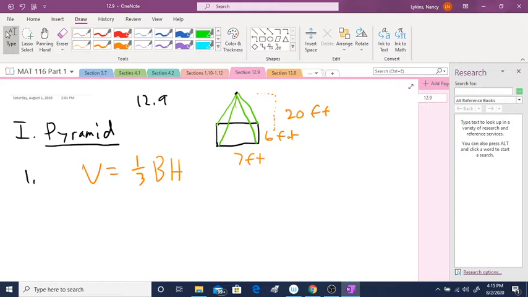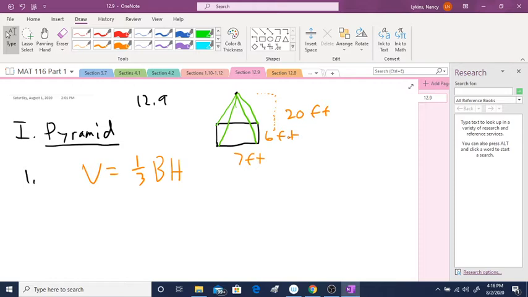To this section, which I'm dealing with 12.9. So today we're going to be talking about pyramids and cones. So what I've got is a little diagram on the top right, and the pyramid formula. It's 1/3 times the base times the height.